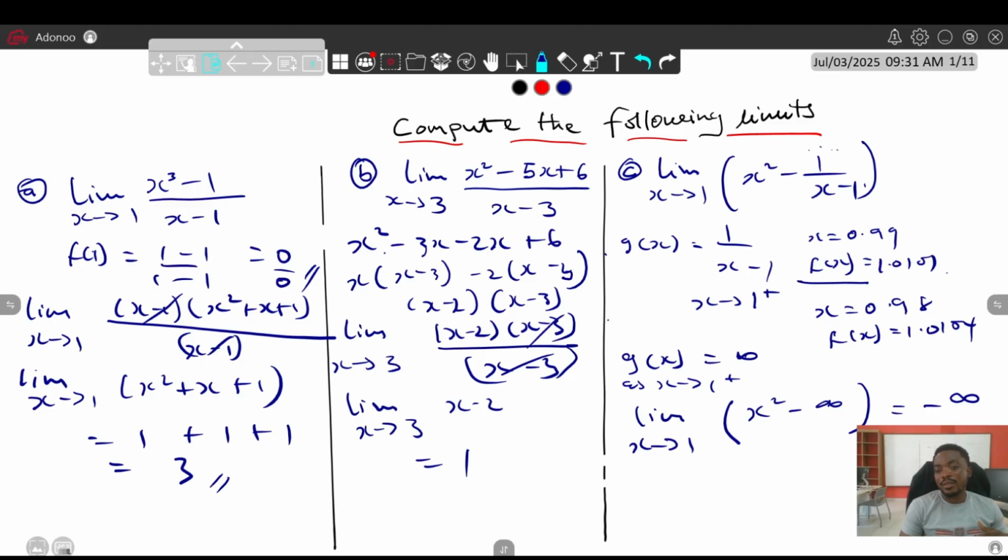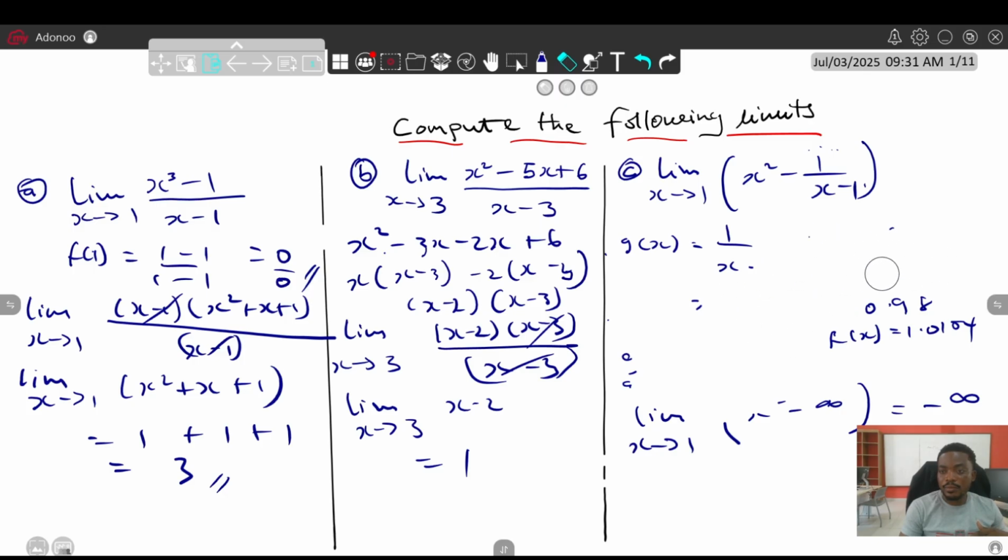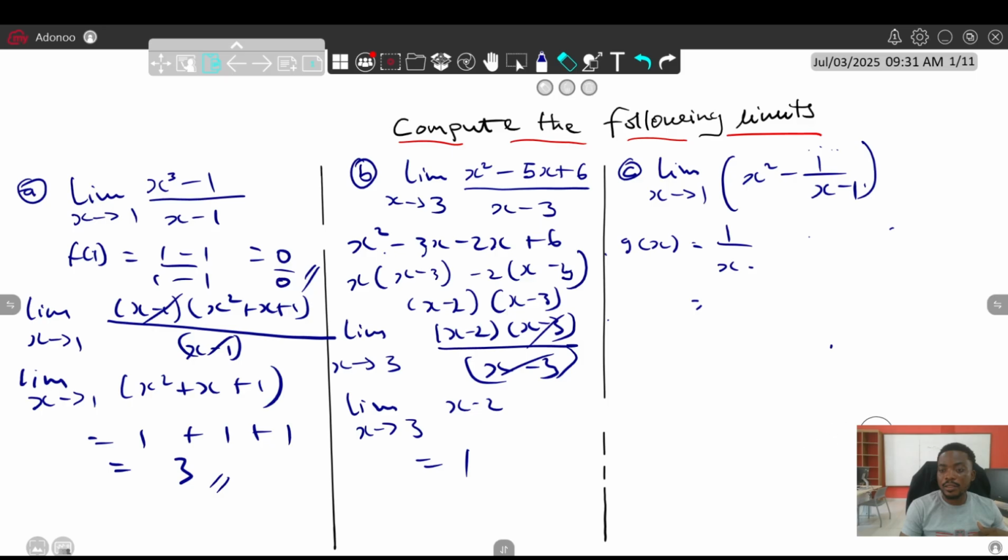All right, so what if x is approaching 1 from the left hand side, right? Okay, so I will clean this side of it and then we'll take a look at that one. Okay, so if x is approaching from the left, then let's just assume some values.